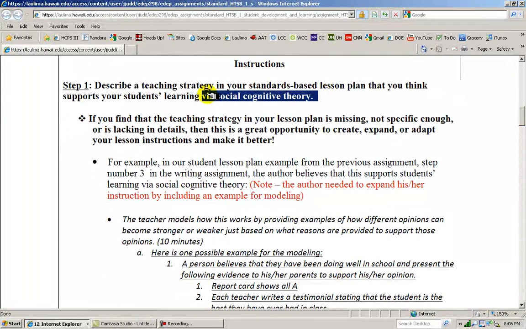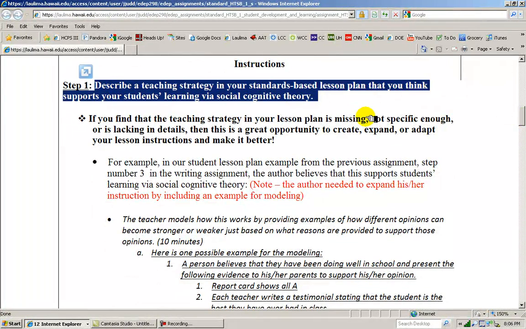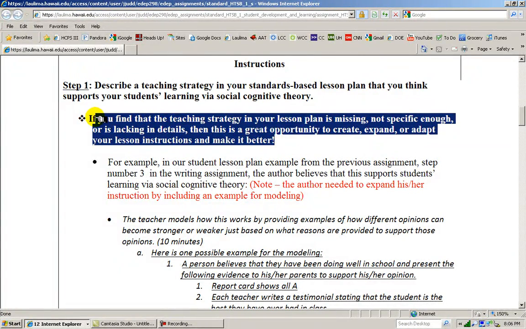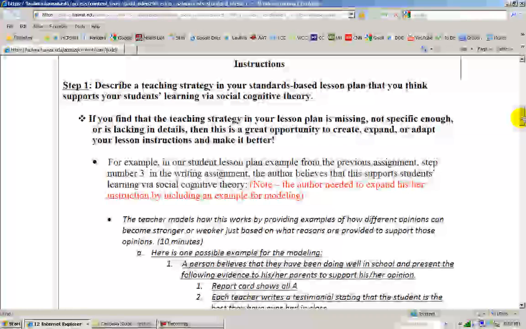So look at your teaching strategies in your standards-based lesson plan and see if you can find one. And if you don't have one, then add one in so that you can help break that spiral.